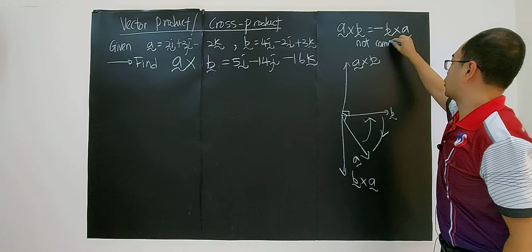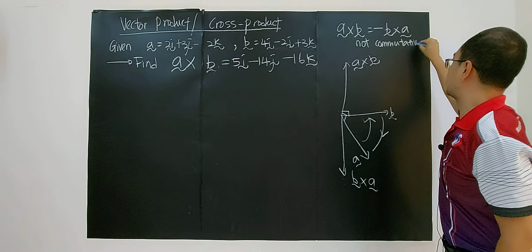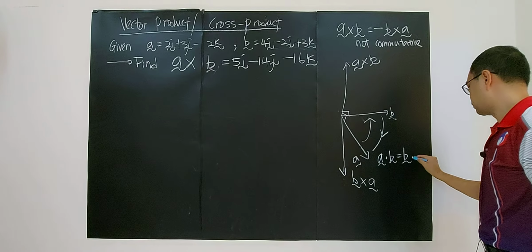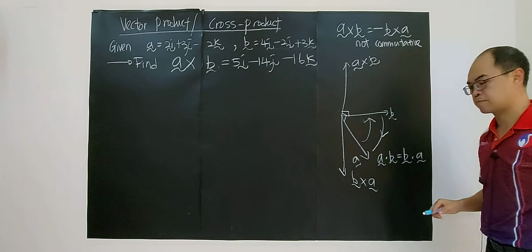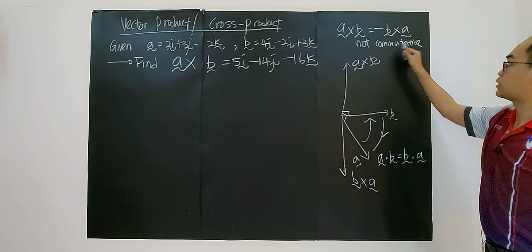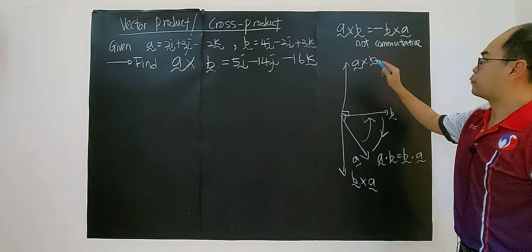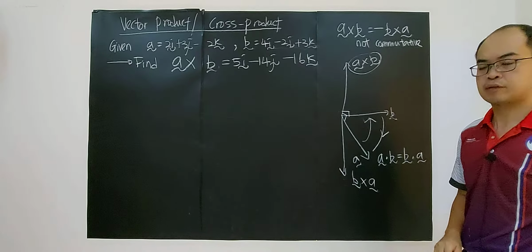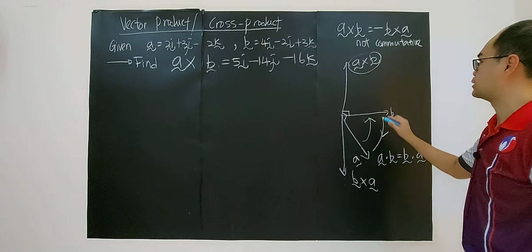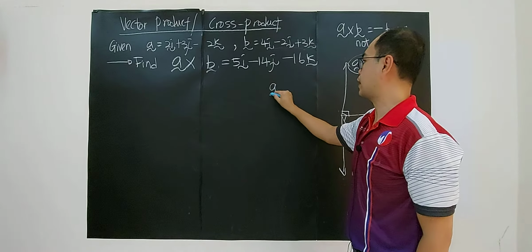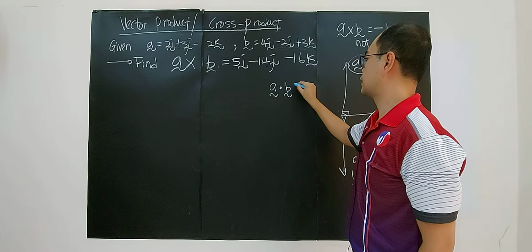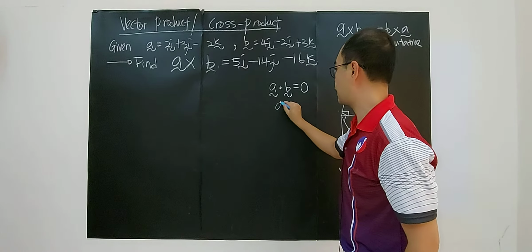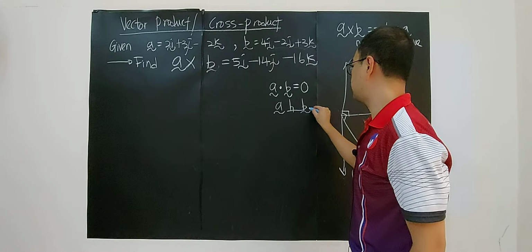The meaning here is that for the dot product, A dot B is the same as B dot A. The result will be the same, so they are commutative. The cross product is not commutative. One more important thing: A cross B is perpendicular to B and A. Based on the result of the dot product, if vector A dot B equals 0, it tells you that A is perpendicular to B.